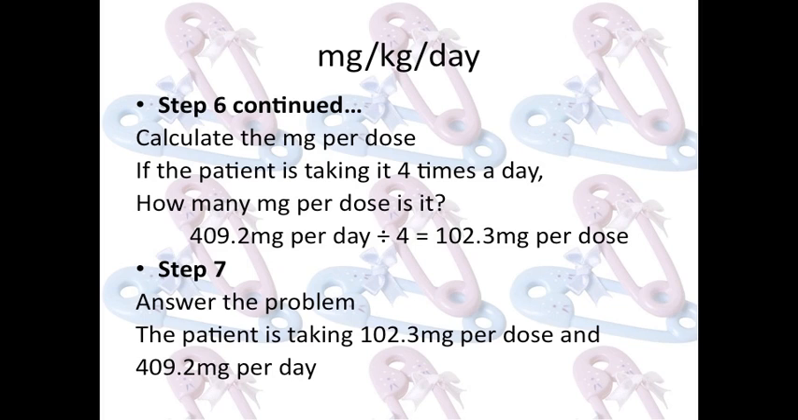Step 6 continued. Calculate the milligram per dose. If the patient is taking it 4 times a day, how many milligrams per dose is it? You have the total amount of milligrams per day, which is 409.2 milligrams, and you divide it by how many times the patient is taking it in a day. So in this case, you're dividing 409.2 divided by 4 is equal to 102.3, and this gives you the milligrams per dose. Step 7. Answer the problem. The patient is taking 102.3 milligrams per dose and 409.2 milligrams per day.